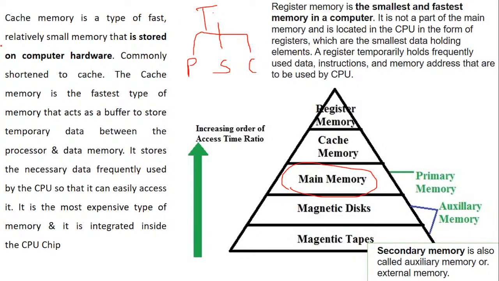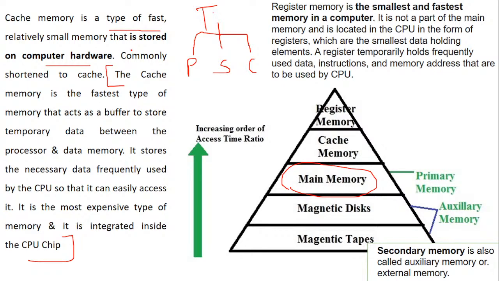Okay, now let's understand cache memory. Cache memory is a type of fast, relatively small memory that is stored on computer hardware, commonly shortened to cache. This is very, very important; there are lots of questions on cache memory. I have highlighted it properly so that we can go a little slowly and understand it very well. As I said, it is small in size.